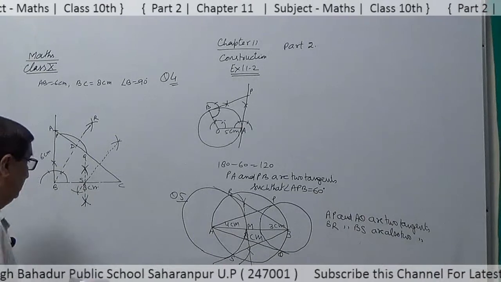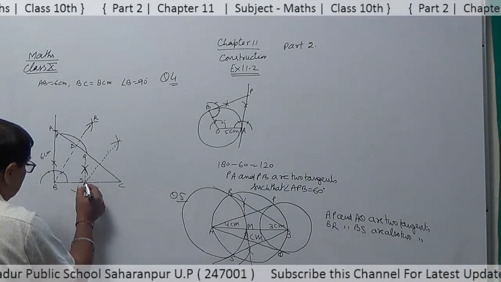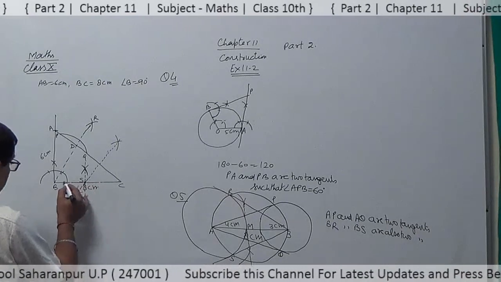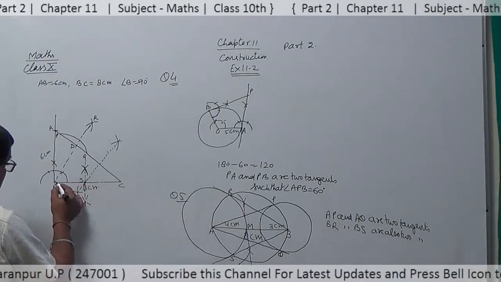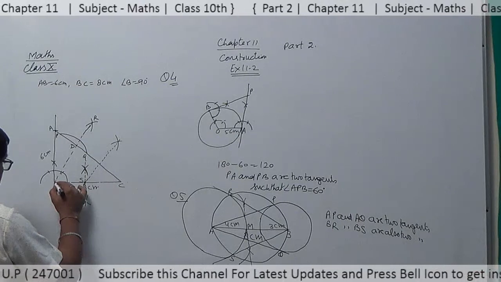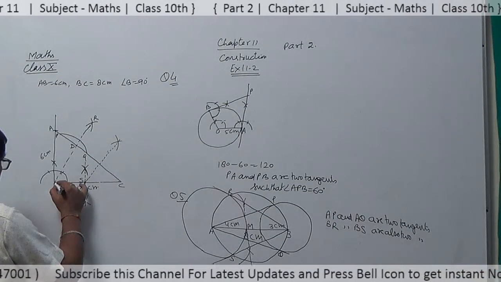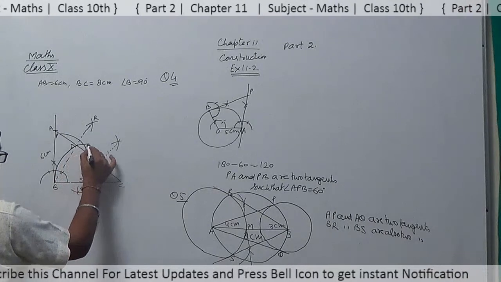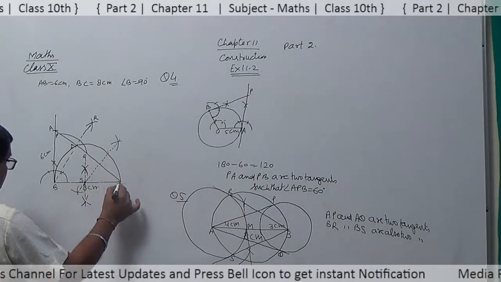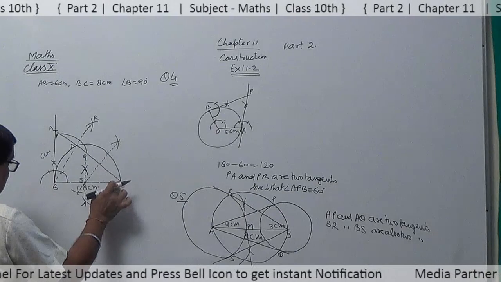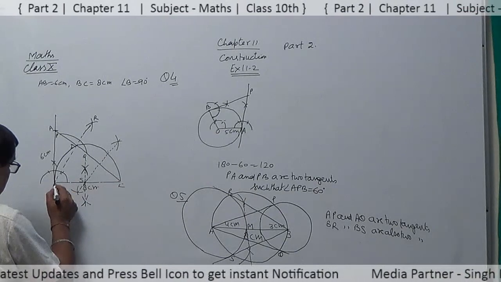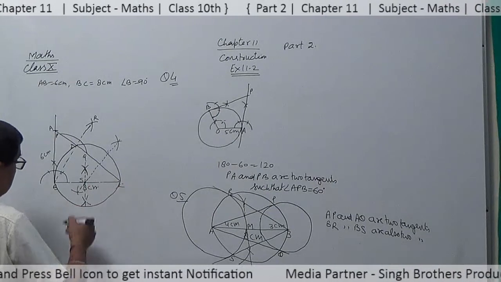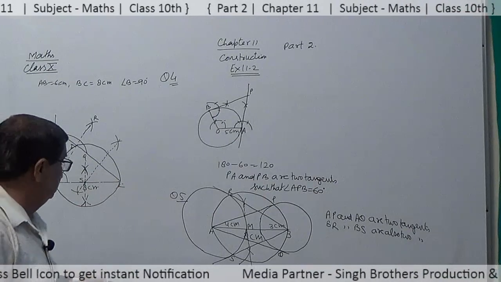taking S as a center, and radius BS, we will draw the circle. It will pass through D and C, passes through C and D.